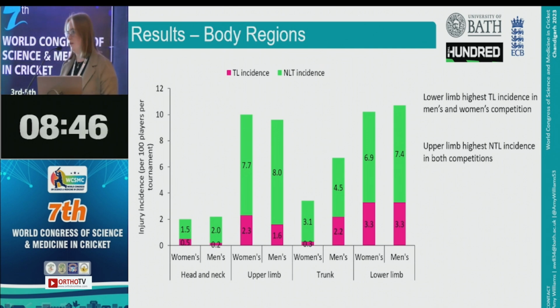And finally, we broke this data down into where in the body these injuries were happening, by body region and body location. In the pink part of the graph, we have the time loss incidence. Our highest time loss incidence was in the lower limbs for the men's and the women's competition. Whereas when we looked at the non-time loss incidence in the green bar, it was the upper limb in both the men's and the women's competition that resulted in the highest non-time loss incidence.